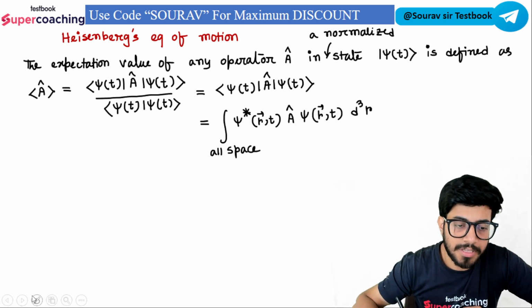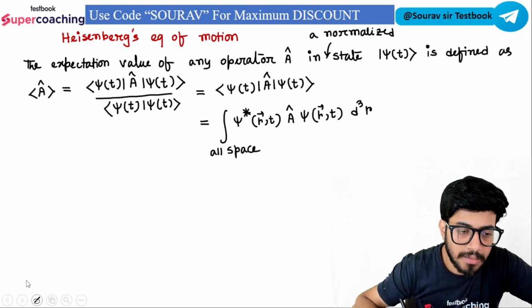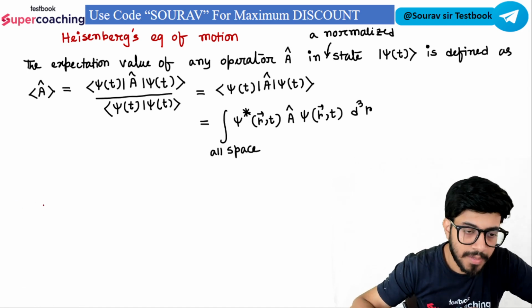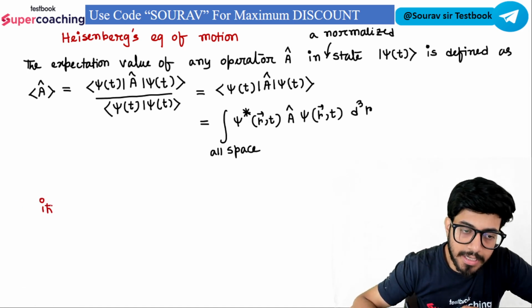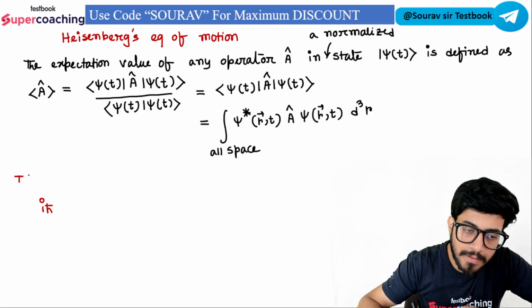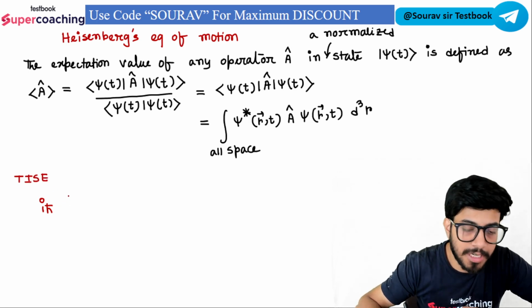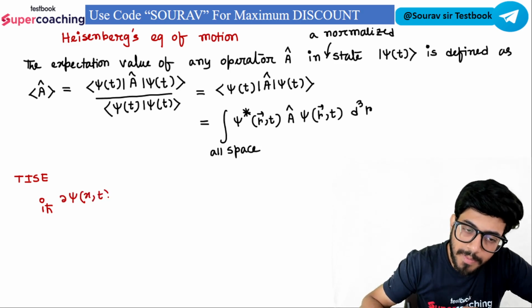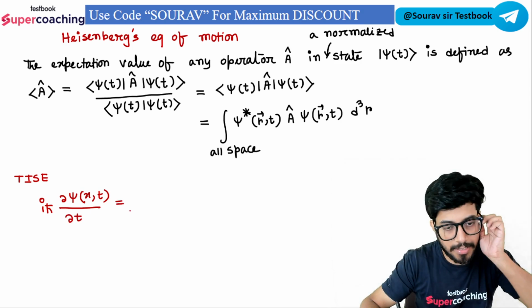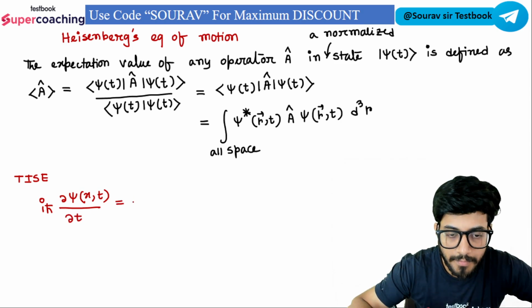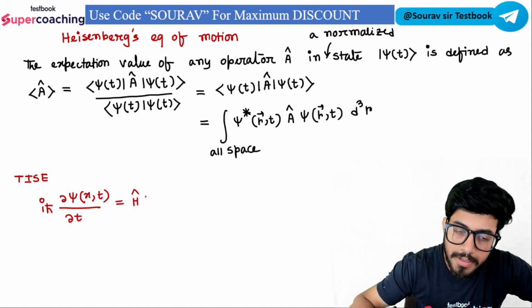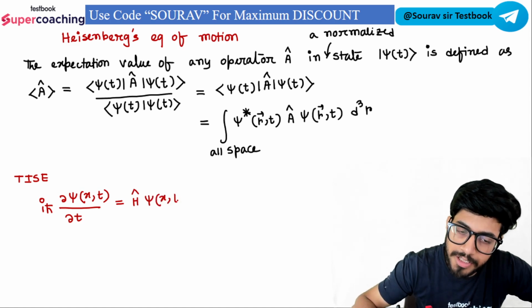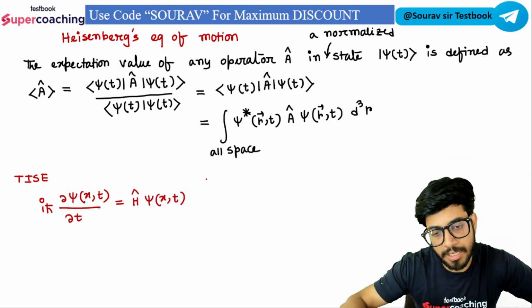There is one more thing which needs to be considered, that is, we know the time-dependent Schrodinger equation: i h cut, partial differentiation of psi of x comma t with respect to t, is actually equal to h cap psi of x comma t, in wave function notation.